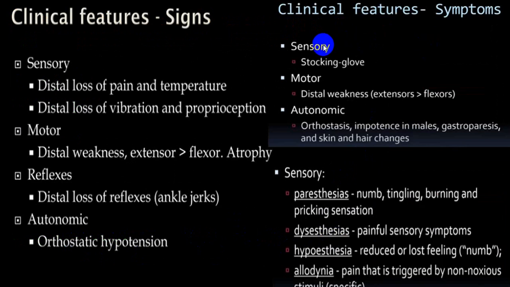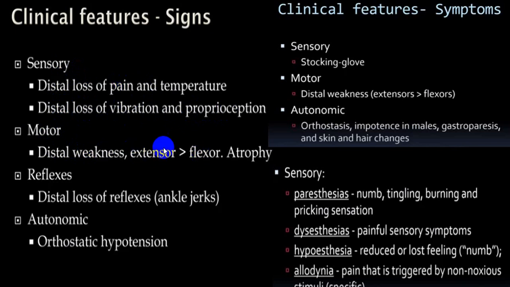So you can have sensory symptoms like glove and stocking variety, motor, distal weakness and extensor more as compared to flexor, or you can have autonomic involvement like orthostatic hypotension, impotency, etc. In sensory, paresthesia, dysesthesia, hypoesthesia, and even allodynia. Signs wise, in sensory you will have a loss of pain and temperature, or loss of vibration and proprioception in the distal part more as compared to proximal. This is very peculiar. In motor also, the distal weakness is more as compared to proximal, and extensors are more involved as compared to flexors.